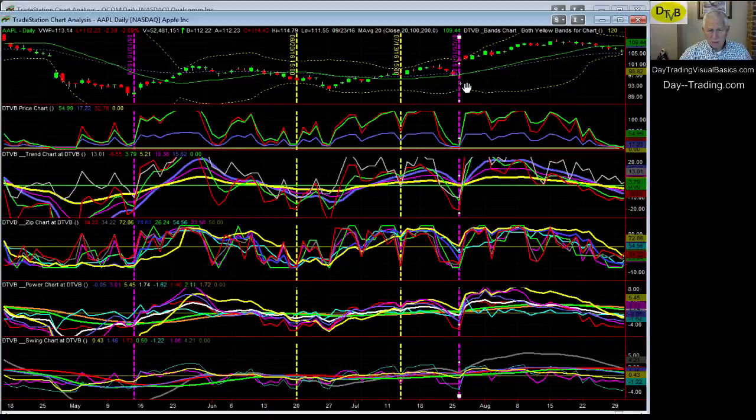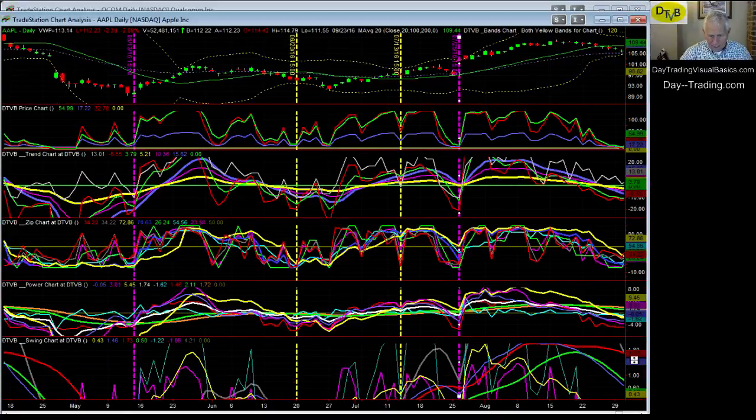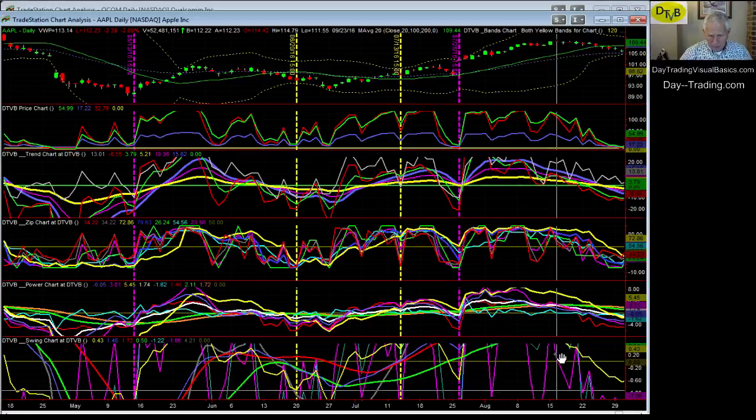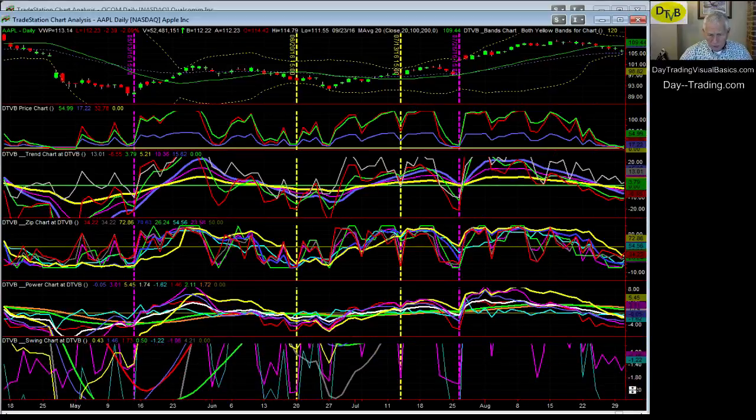The price on this pink vertical line is right under the green line, the green 20 moving average line. And so there's a significant gap up next day, but you have a low angle down in the trend red, you have a low angle down in the power red, you have a low angle down in the swing red, and let me look at swing pink. I forgot to do that. Swing pink is low angle down also.